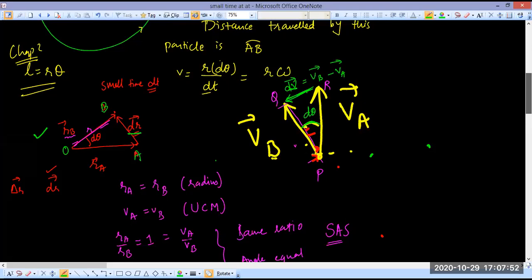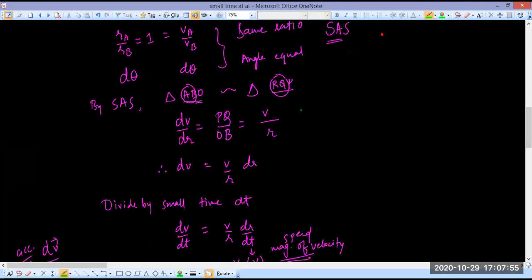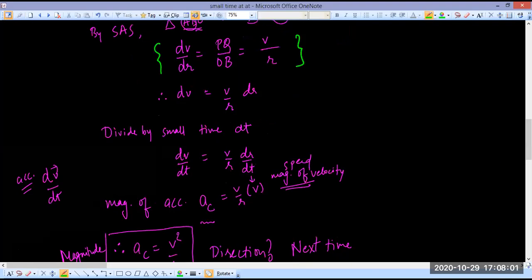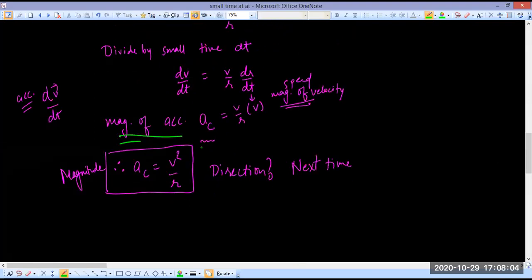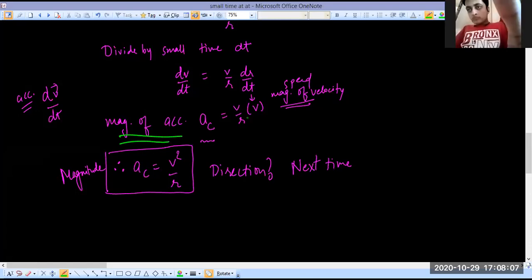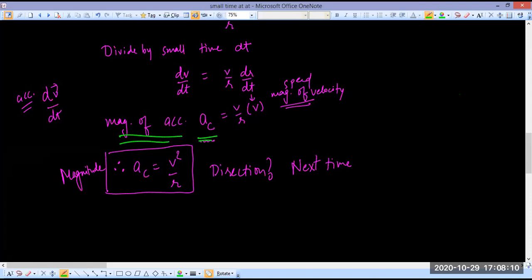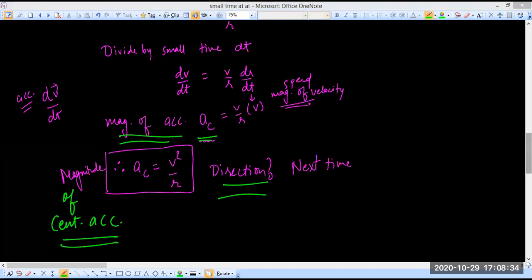Because these triangles are similar, we can use the ratios from the two triangles, and we did that, right? And we divided both sides by time. So we got the magnitude of the acceleration, and that magnitude is a_c, which is equal to v square by R. So this is the magnitude of which acceleration? Magnitude of the centripetal acceleration, v square by R, right? And this time we are going to talk about its direction, so let's start with that.